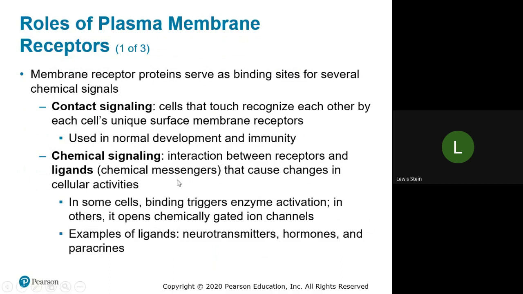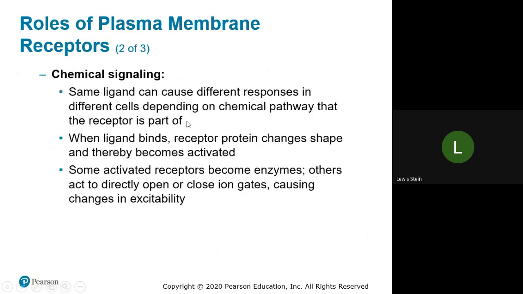Oh, it's okay. So, chemical signaling, that's the one we're spending a lot of time with, everybody. Whether binding triggers enzyme activation, opening channels, we're going to look at all of that. The difference between ligands, which are chemical signaling, versus changes in the membrane potential, voltage signaling, what's allowed to pass, etc.